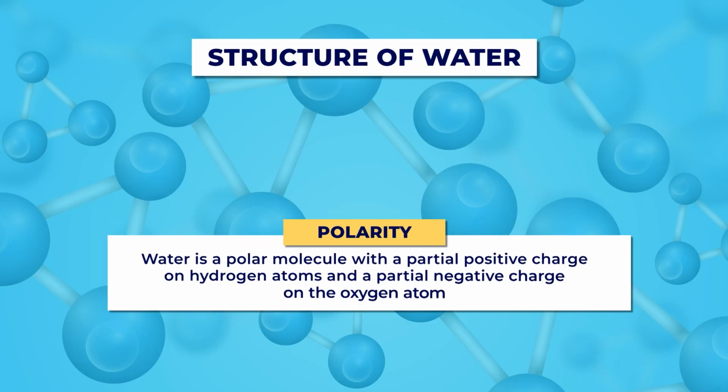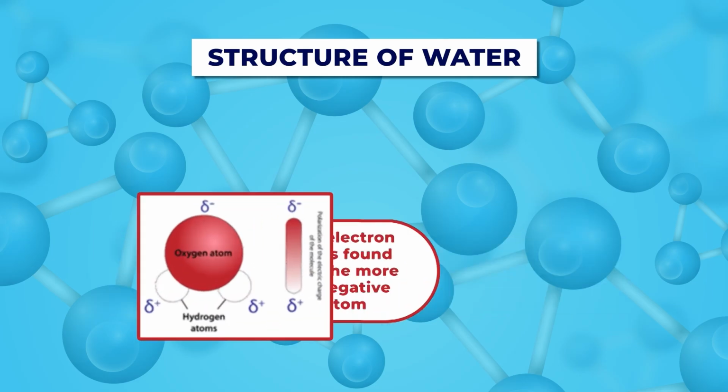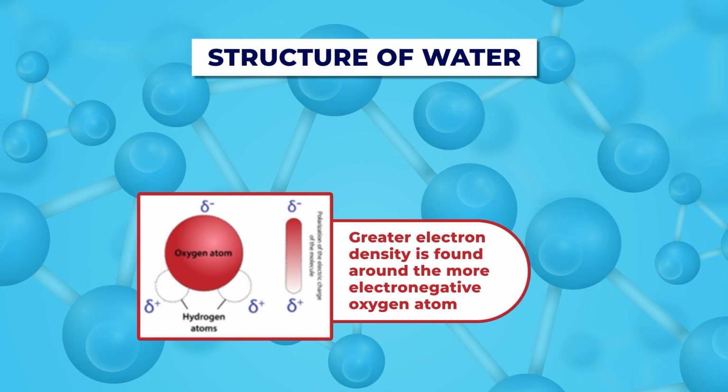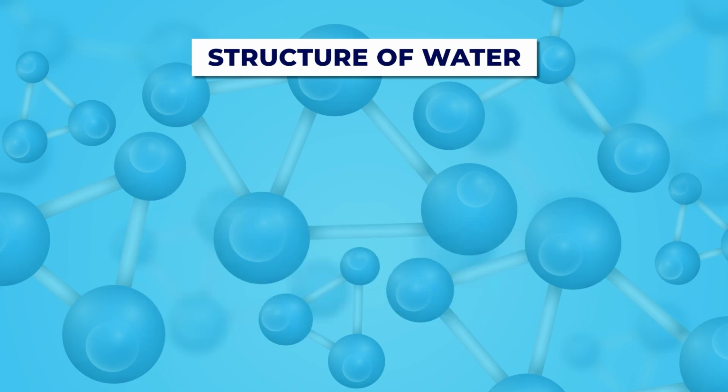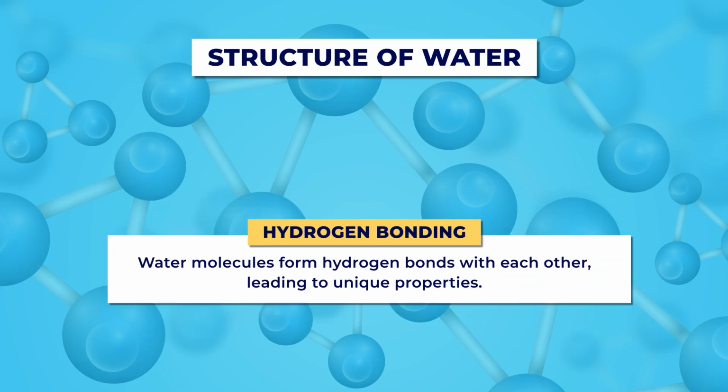When we say polarity is there, it has a positive charge on the hydrogen atoms and a negative charge on the oxygen atom. The electron density is found more on the negative part of the molecule. This leads to hydrogen bonding, and this hydrogen bonding is responsible for the unique properties of water, which we will be discussing shortly.